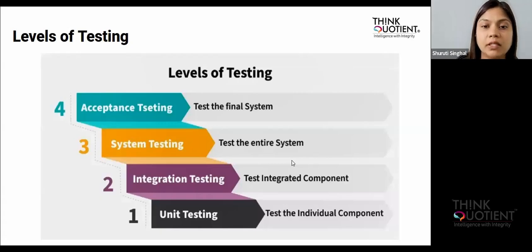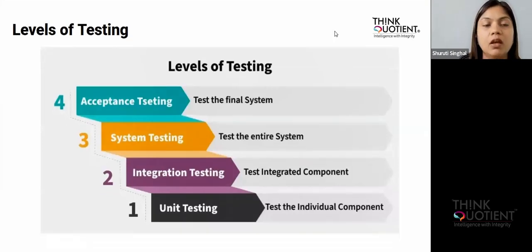Then we have system testing, in which we are testing the entire system, whether the entire software is working according to the customer requirement or not. And in user acceptance testing, the end user will check the delivered software and give their own feedback on whether the delivered product is meeting the requirement or not. Right? So these are the types of testing, or we can say levels of testing.